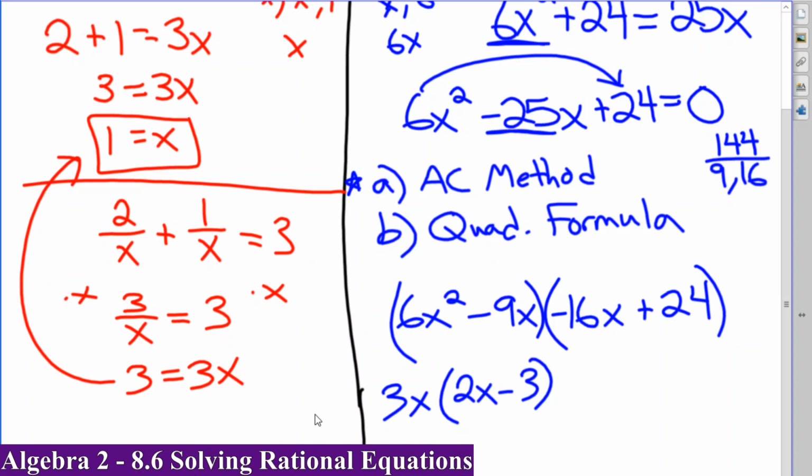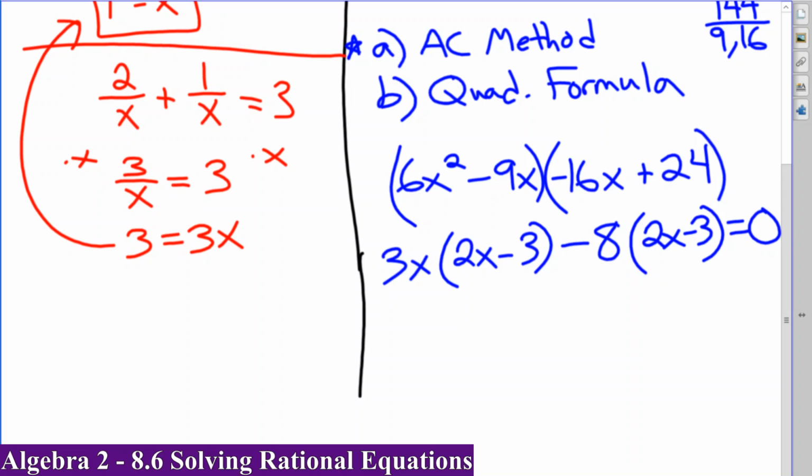And anytime you can pull out a negative, we're going to pull it out. So we're going to pull out a negative 8. That's the greatest common factor between negative 16x and 24. And we're going to be left with 2x minus 3. Now remember, we have to set this equal to 0.